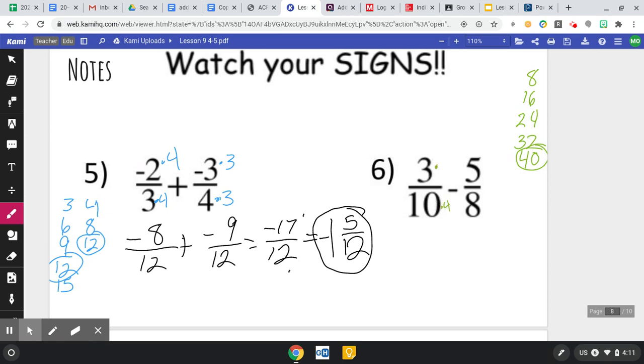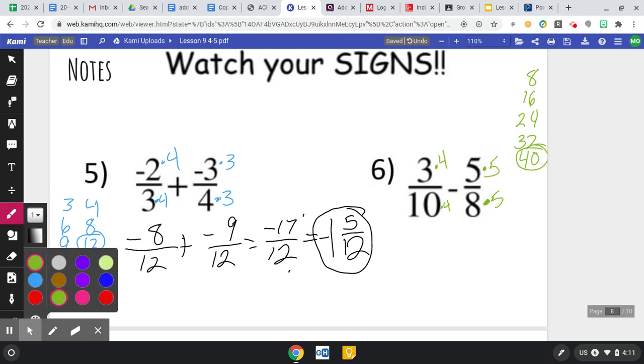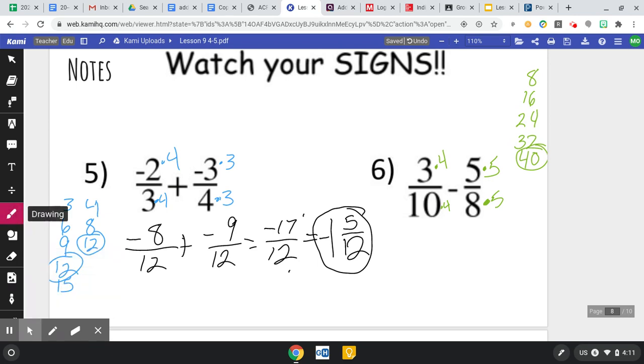So whatever I do to the bottom, I've got to do to the top. 8 times 5. And whatever I do to the bottom, I've got to do to the top. So now we can go ahead and rewrite our fractions. Okay, and kind of separate it. So 3 times 4 is 12. So I have 12 40ths minus 15 40ths.